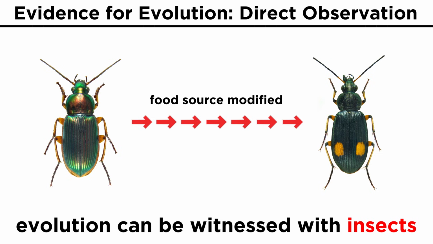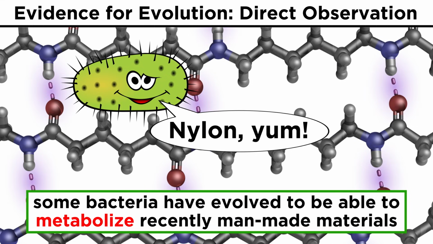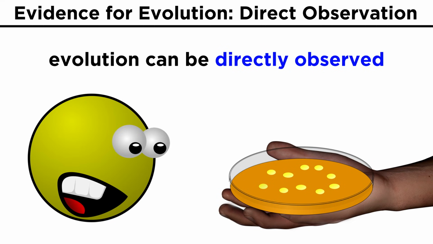When certain insects have their food sources modified, their appendages do indeed change over a number of generations to better suit their surroundings. We have even discovered strains of bacteria capable of metabolizing nylon, which was invented by humans in the 20th century. Thus, evolution by natural selection is not relegated to conjecture. It can be observed right before our very eyes.